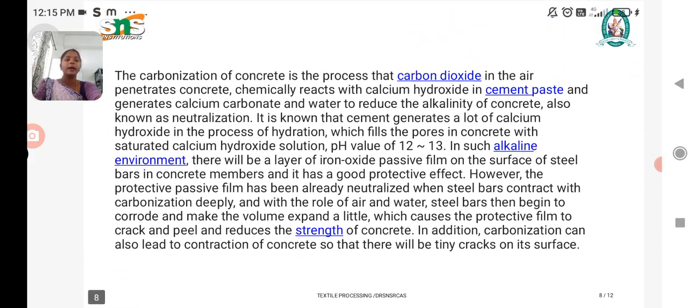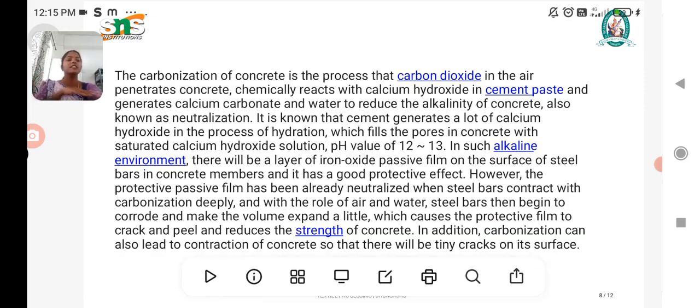Then the which caused the protective film to crack and peel and reduces the strength of concrete. Carbonization can also lead to contracts the concrete so that there will be tiny cracks on its surface.